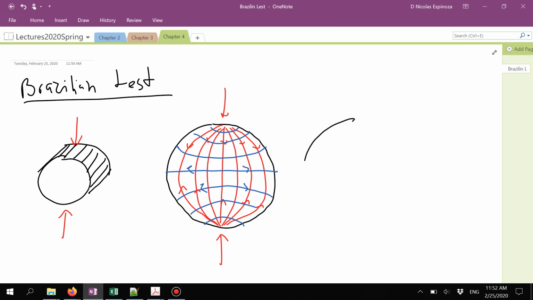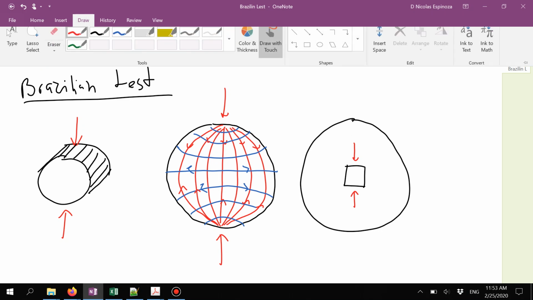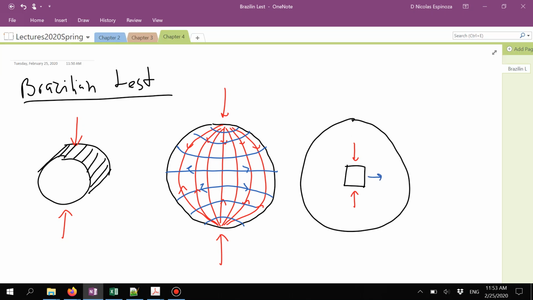And now if we take a look at the center of this sample, and we take an element there, in this direction we're going to have compression, but in this direction we're going to have tension. When the stress applied to the rock meets the tensile strength of the material, it is going to fail here in the middle, and that crack is going to propagate to the top and the bottom of the sample.